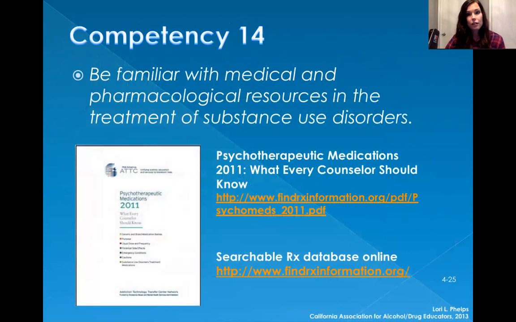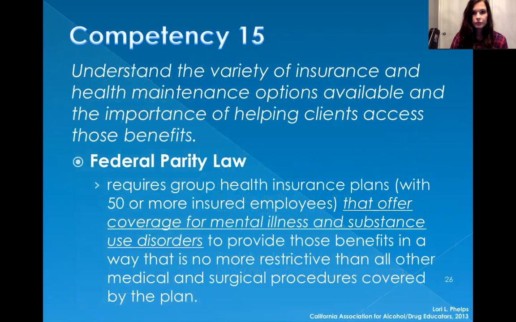Be familiar with medical and pharmacological resources in the treatment of substance use disorders. There are a variety of medications, and if you look at this link here, there is a searchable database online to let you know what someone might be taking to help them manage their substance use. And you're going to want to try to understand the variety of insurance and health maintenance options available, and the importance of helping clients access those benefits.